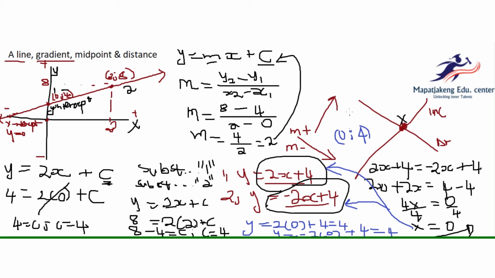And this point, we call it the point of intersection. That's where they intersect, point of intersection.